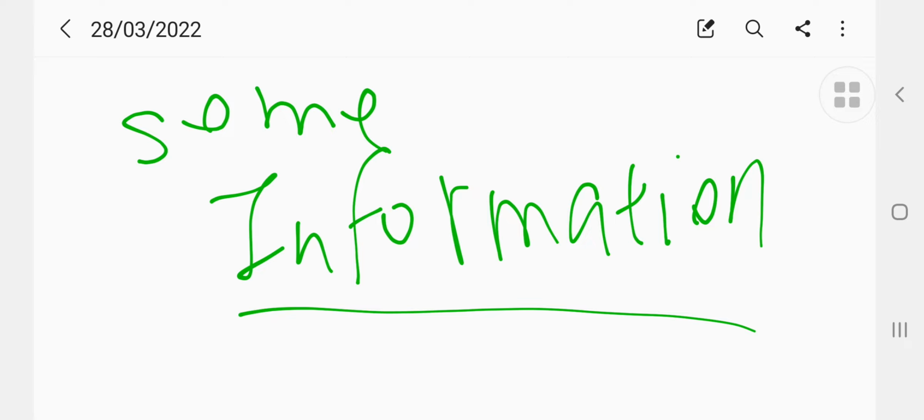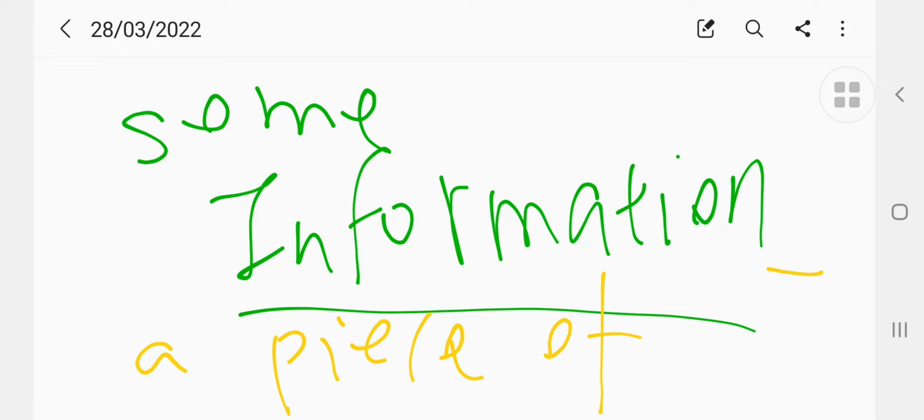But if we wanted to make them countable nouns, we could say a piece of news, a piece of paper, a piece of information, a piece of advice. All right.